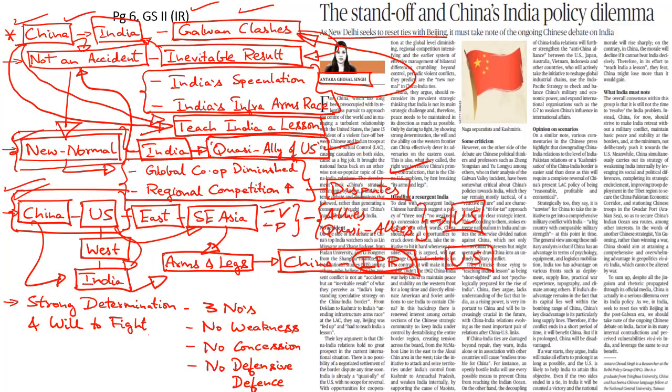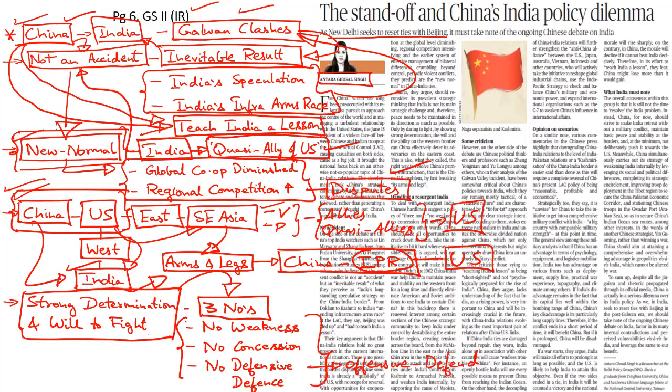So based on these assumptions, Chinese strategic thinkers have been pushing the government to display strong determination and the will to fight against American allies such as India. Specifically with regard to the India-China border dispute, they asked the Chinese government to adopt the policy of 3 no's towards India. That is to show no weakness, give no concession, and a no to the strategy of defensive defense, which means that China should adopt an offensive strategy in order to defend its interests.